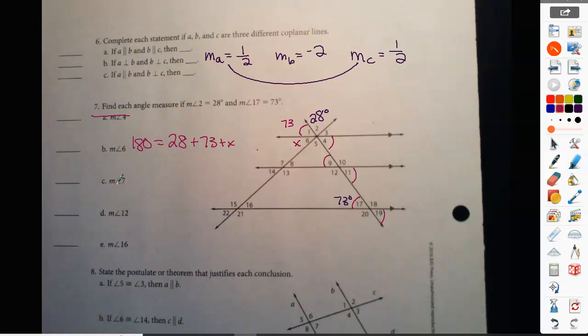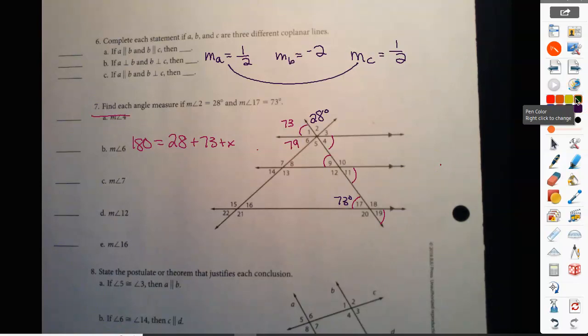Okay, so let's look. You said it was 79? Okay. So then, let's see if we change that. So then we have 79 there for angle 6. Okay. So Lucas, now we're moving on to angle 7. What relationships can we use with angle 7 to help us?